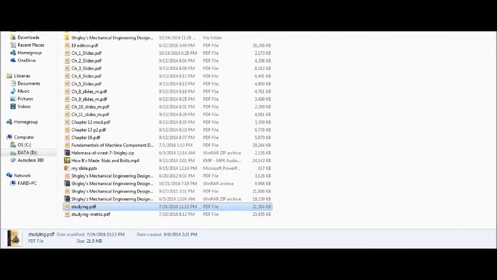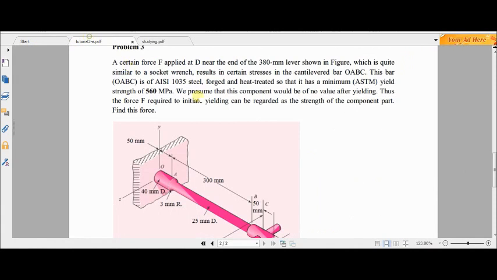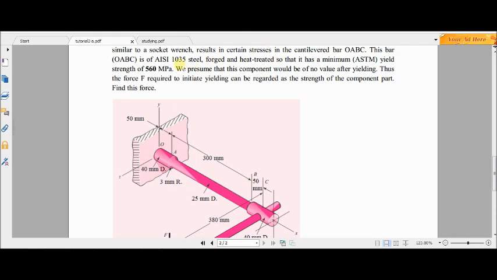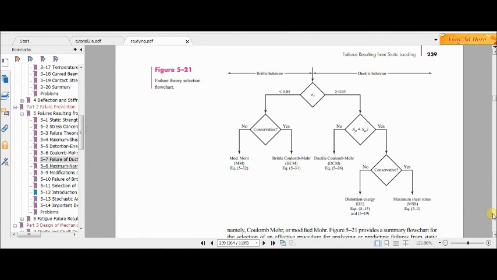As we know, this material is ductile. I think it mentioned here. So as you see, this material is a steel alloy and it's a ductile material. For a ductile material, if the yielding points at tension and compression are equal, we can use either distortion energy theory or maximum shear stress theory. But I'm going to find the answer by using both of these theories.